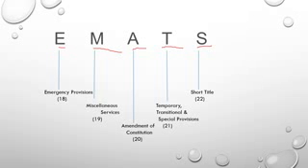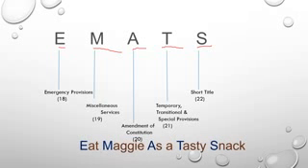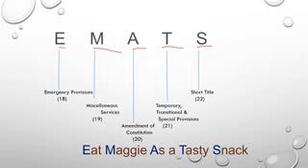I hope most of the people eat Maggi and they like Maggi. So I have come up with a sentence with Maggi. And the sentence is, eat Maggi as a tasty snack. Here also we just concentrate on the letters in blue color. E represents emergency provisions, it is part 18. M in Maggi represents miscellaneous, it is part 19.